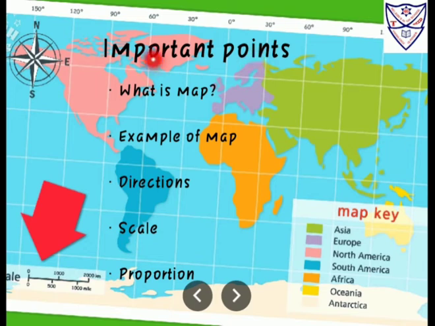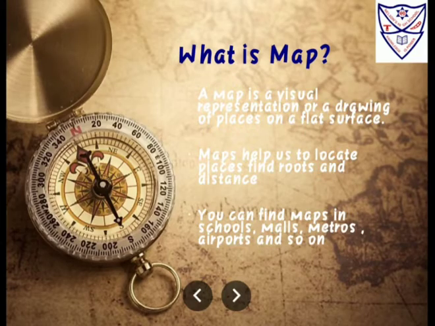Some important points are mentioned here: what is a map, what are the examples of a map, then we will learn about direction, what is direction, which directions are there, and then we will learn about scale and proportion. First of all, we will go to the first topic, that is, what is a map.